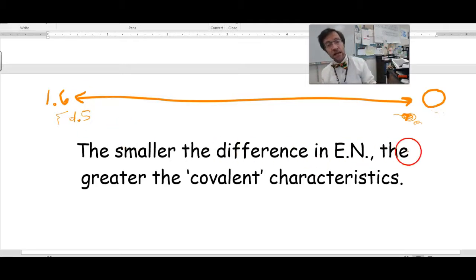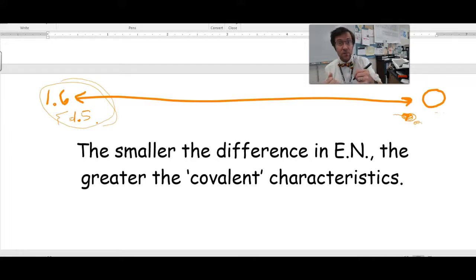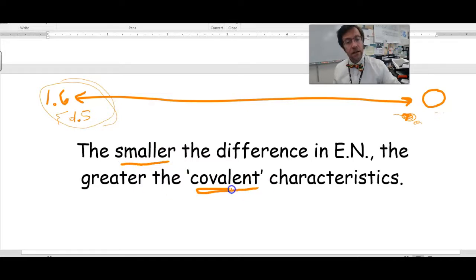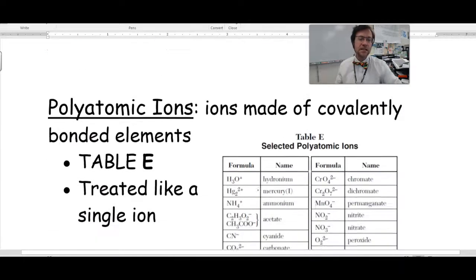Whereas over here on this end, when you come way over here to 1.6, 1.5, that's where maybe it might actually be a little bit brittle. Maybe you've seen some plastics that can shatter when they break. That's because the electronegativity differences are probably pretty great. And the way that we tell is the difference in electronegativity. The smaller the difference in electronegativity, the greater the covalent characteristics. Oddly enough, just the opposite of ionic. Yeah? All right, so let's move on to this thing.